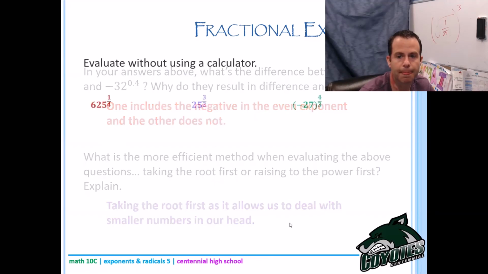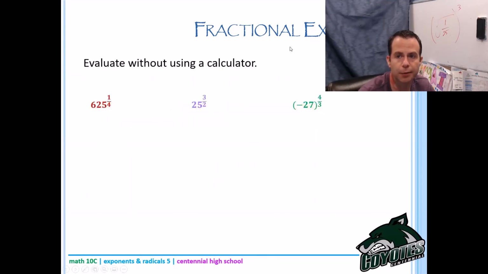Awesome. Go ahead and evaluate these. You can pause me and try them yourself. I'm looking at the fourth root of 625. The fourth root of 625 is 5. Here I'm looking at the square root of 25, and then I'm going to cube it. So that would be 5 cubed, which is 125.